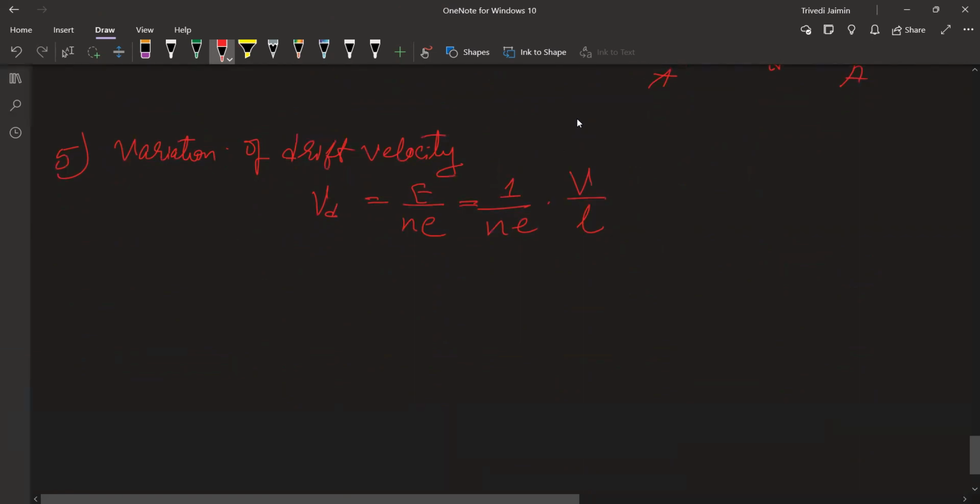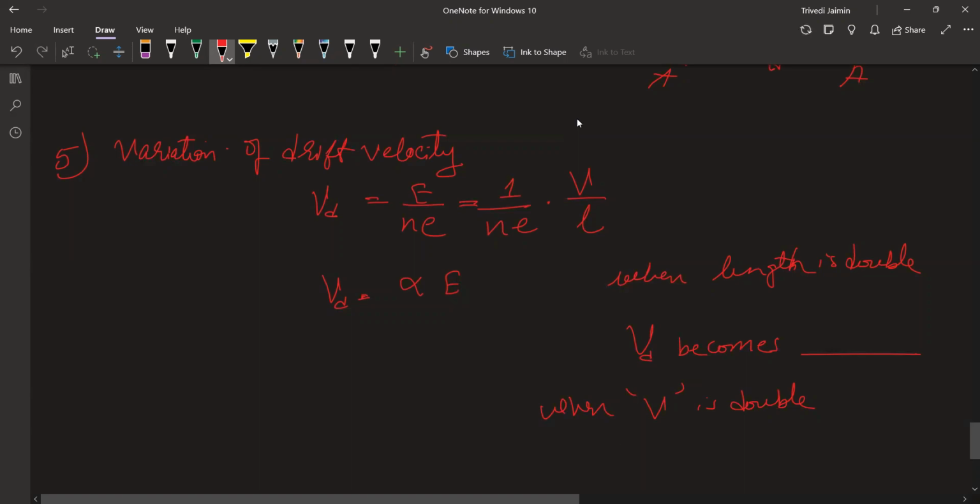So 1 by N e into what is E? V by L. Therefore, what we see here, V D is proportional to E. So suppose when length is double, V D becomes... when V is double, V D becomes... now fill this blank. V D is drift velocity and V is potential difference.